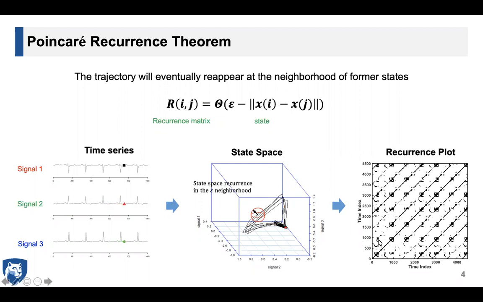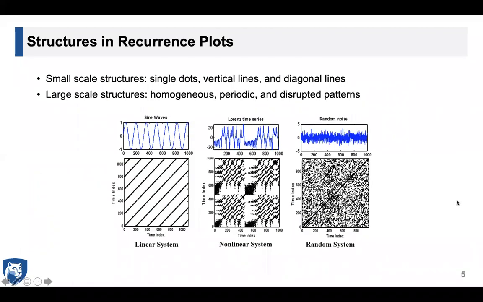After analyzing every data point in the signal, we will get a recurrence plot that looks something like this. The patterns on the recurrence plot indicate different recurrence behaviors. For example, single dots, vertical lines, and diagonal lines indicate small-scale structures, while homogeneous patterns, periodic patterns, and disrupted patterns show large-scale structures.